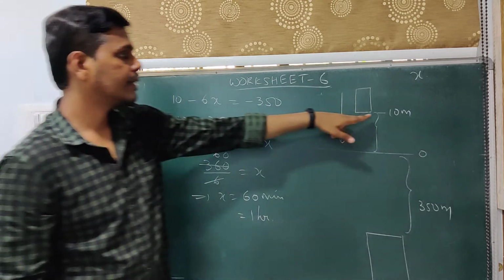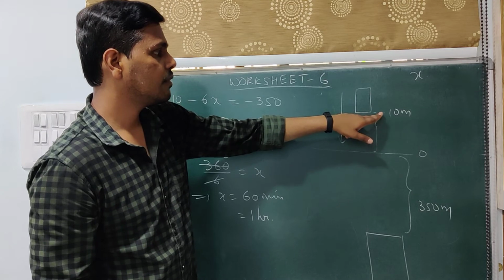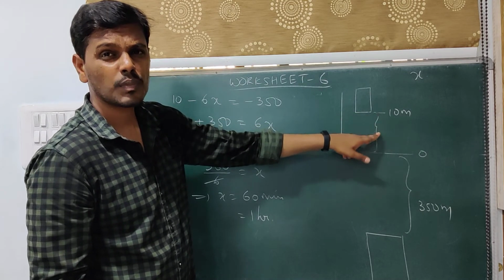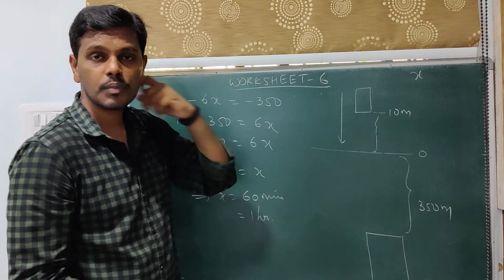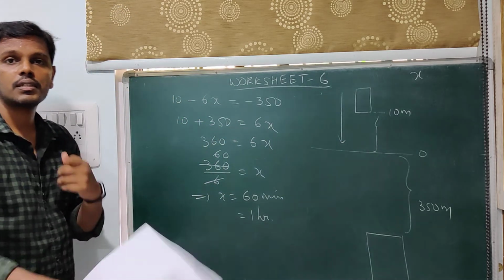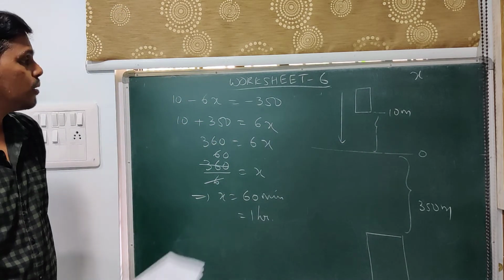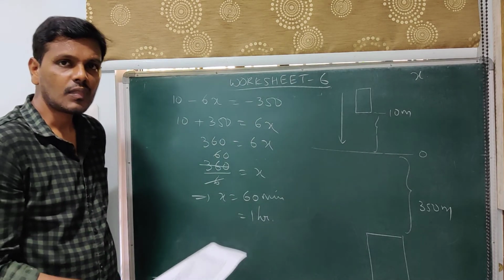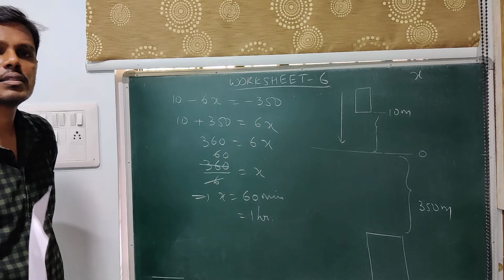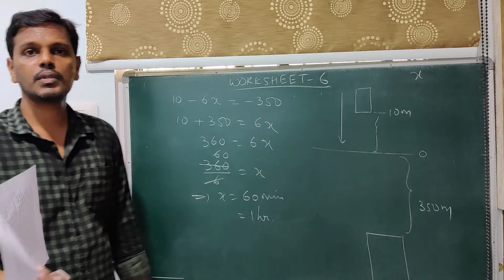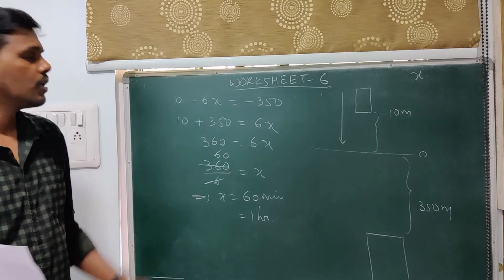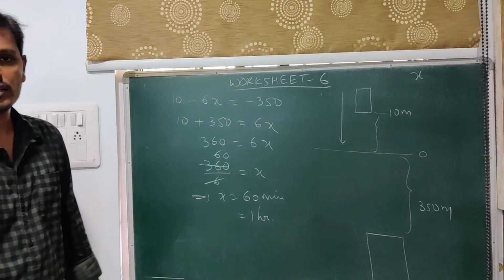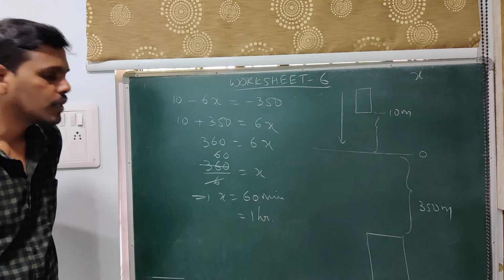That is, at 10 meters it is this. Every minute it goes down 6 meters. So likewise we are being told to find after how many minutes it reaches minus 350. So I am assuming that after x minutes it reaches minus 350. 1 minute 6 meters going down, x minutes it goes 6x meters down. So 10 minus 6x, that is same as minus 350. So this is one way of doing the problem.